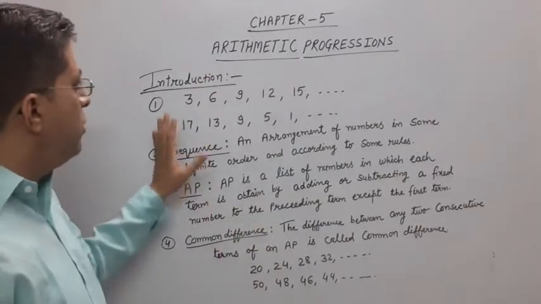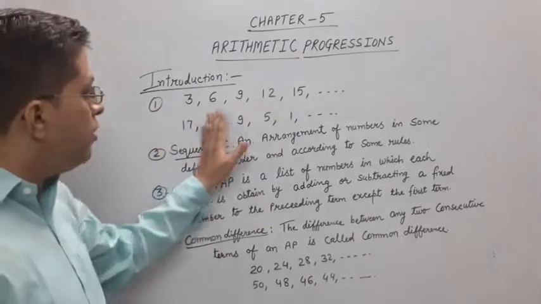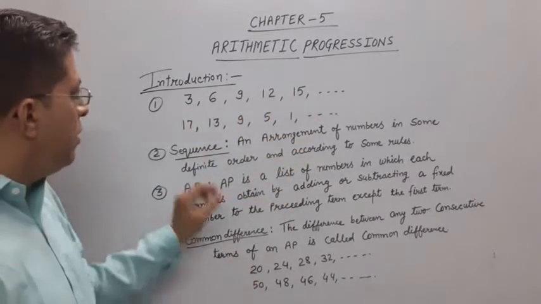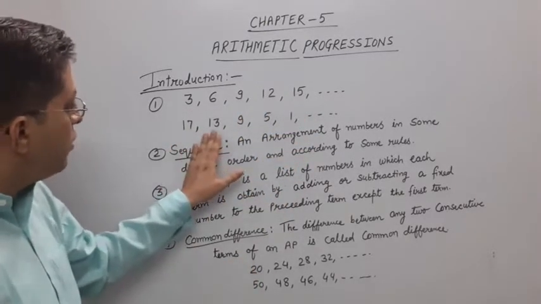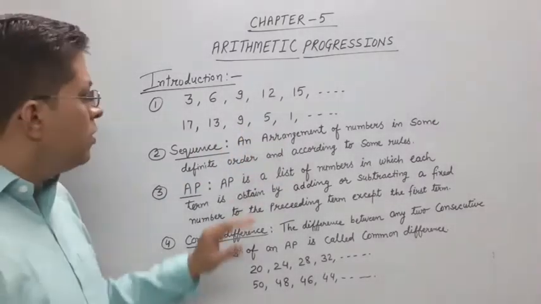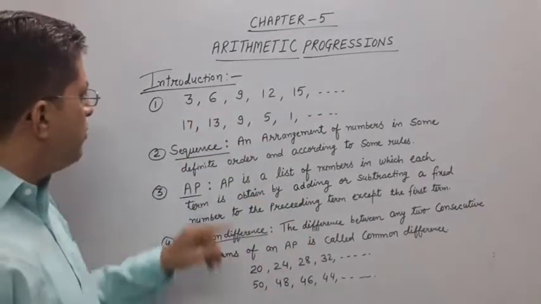Arithmetic progression. Now I'm going to introduce you to some numbers here: 3, 6, 9, 12, 15, and here is 17, 13, 9, 5 and 1. See the first series here.